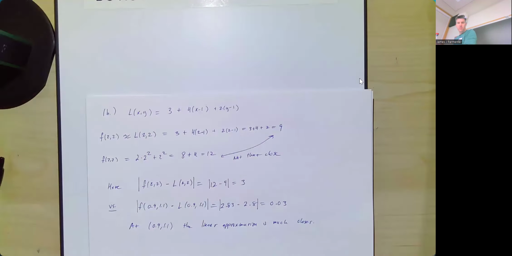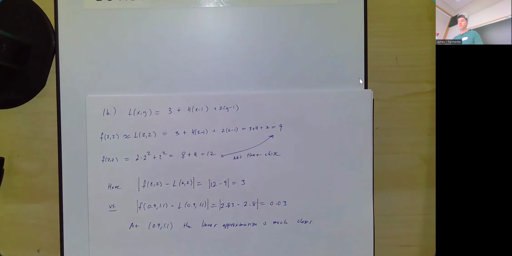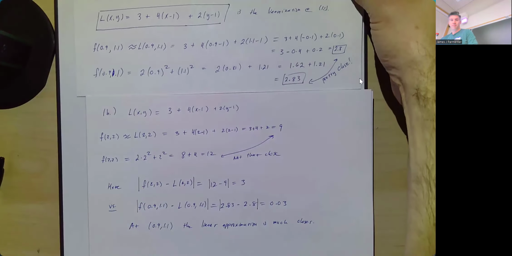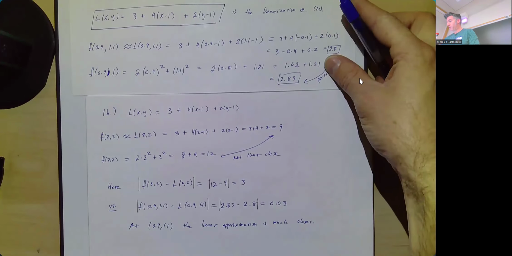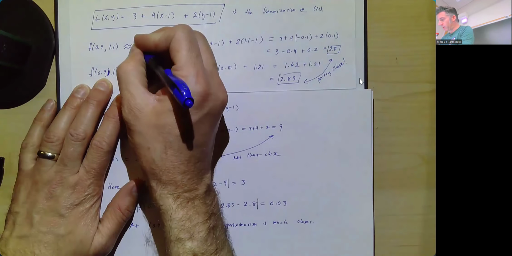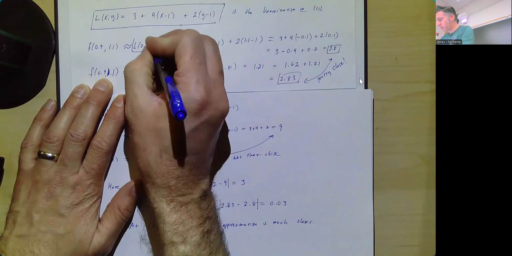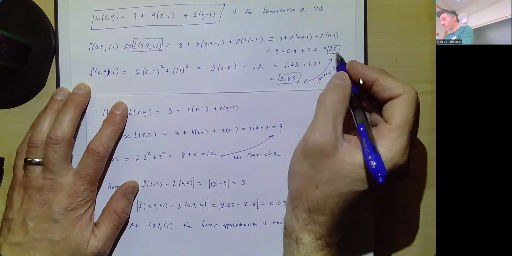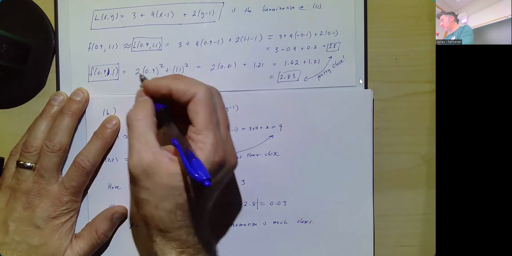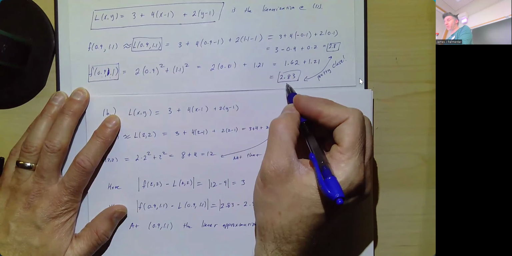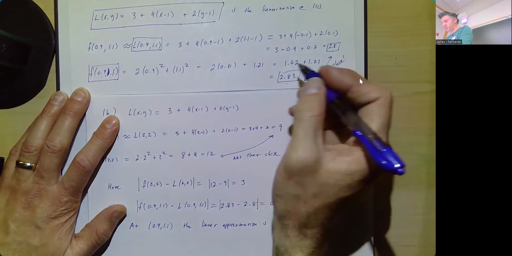All right. So here we're finding the difference for actually plugging into the function. Right. So here's our linearization, our approximation equal to 2.8. And here's our actual function value at the point 0.9, 1.1 equal to 2.83. And we're saying, oh yeah, those are pretty close. Difference is 0.03.